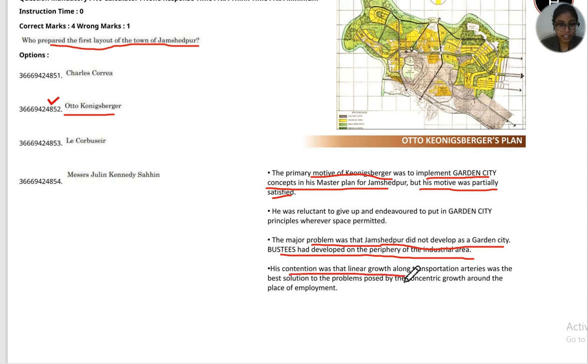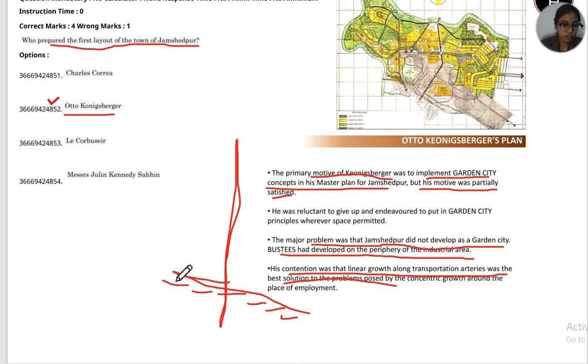His contention was that linear growth along transportation arteries was the best solution to the problem. So what was his contention? That linear growth along transportation arteries. Suppose this is your railway line, or it might be your metro line. So the growth along your metro line, railway line is a kind of linear growth. It might be the best solution for the Jamshedpur city problem posed by the centric growth around the place of employment. So he was trying for linear growth.